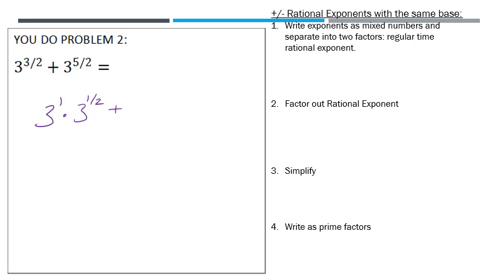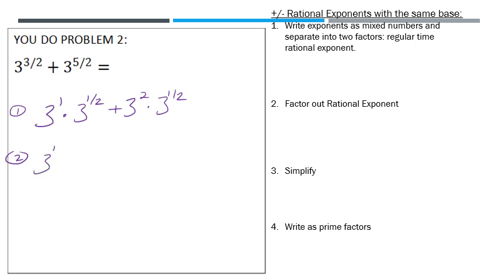2 goes into 5 2 times, and we have a remainder of 1. So 3 to the 1 half. Okay, that's step 1. Step 2 is to factor out your rational.